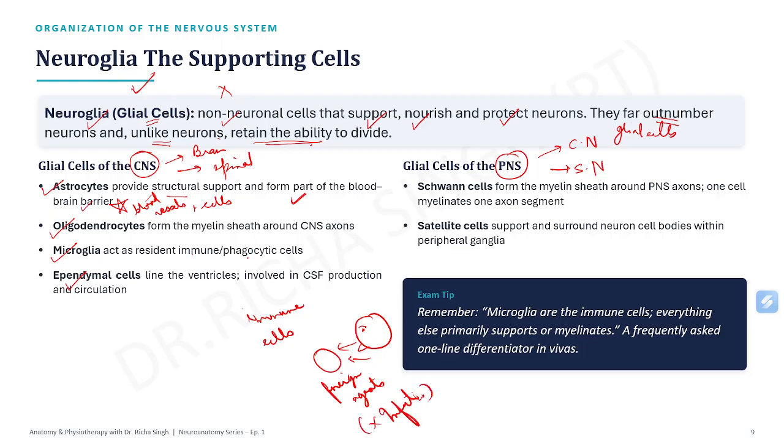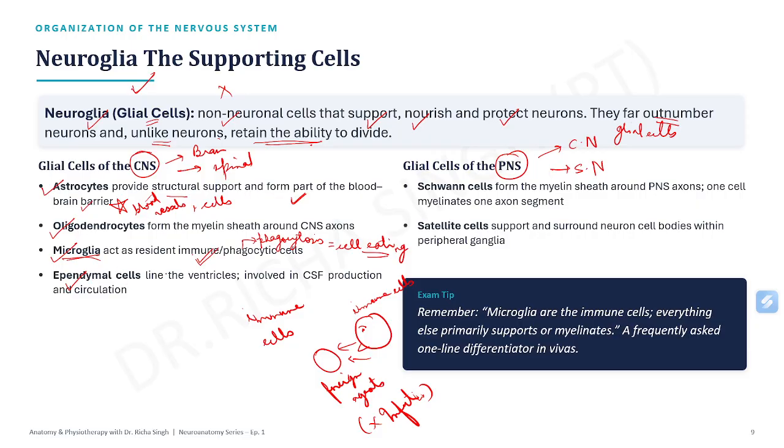So these resident immune or phagocytic cells, where does phagocytic come from? It comes from the word phagocytosis. Phagocytosis is nothing but cell eating. Phagocytosis is cell eating, in a good way. Immune cells eat up the foreign bodies that come in your brain. So, the immune property of your brain is attributed to the presence of microglia cells.